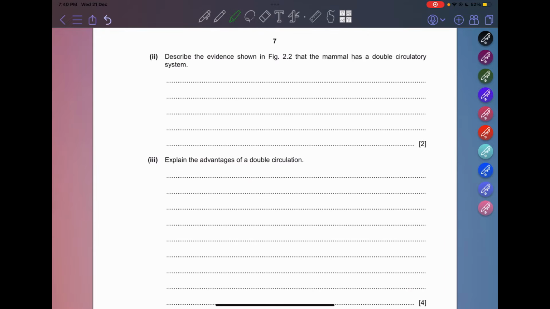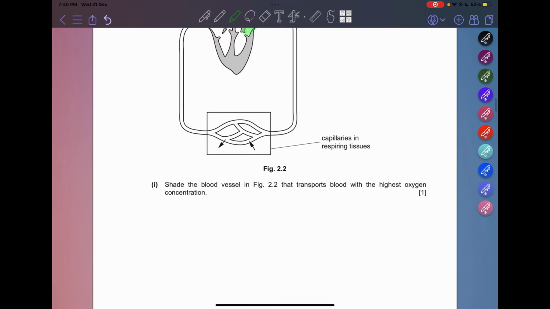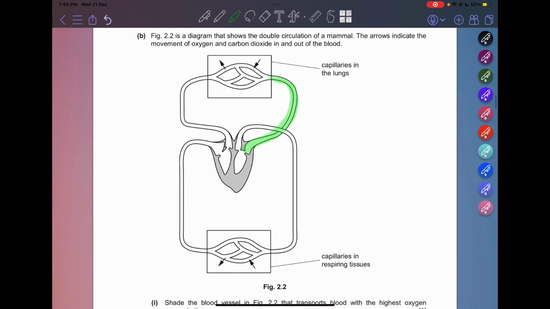Describe the evidence shown in figure 2.2 that the mammal has a double circulatory system. Over here you can mention that the heart is divided into two parts or two sides, and you can also mention that the blood flows twice in one circuit. A circuit means, for example, blood coming back from the lungs into the heart, and another circuit from the heart into the other parts of the body.